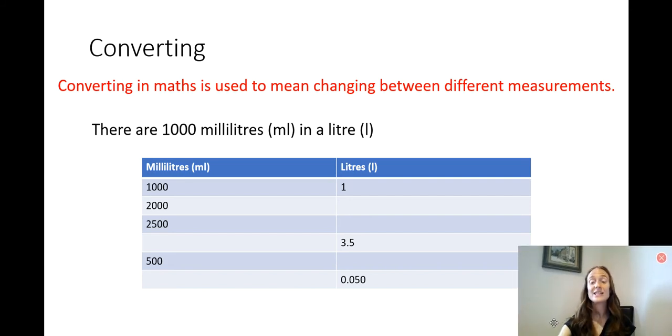And how did we do? You can see the tricky ones at the bottom. A little bit of a focus on those. 500 millilitres, is that more or less than a whole litre? So think about that. The one underneath, 0.05 litres. What would that be in millilitres?